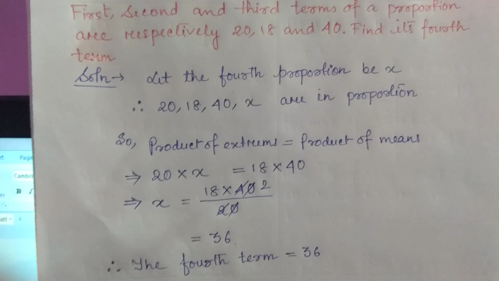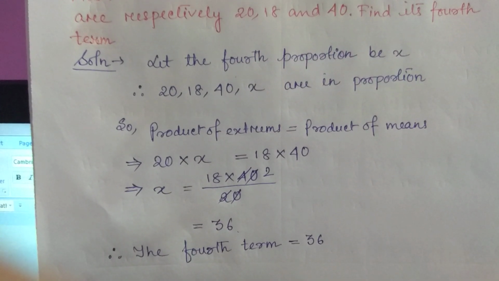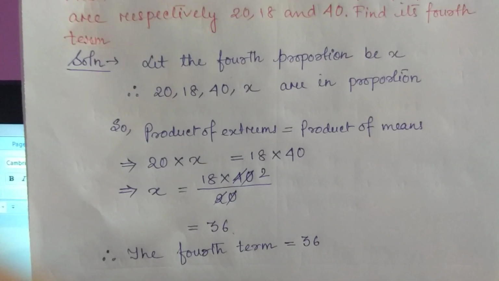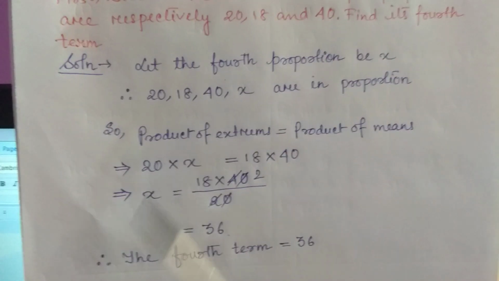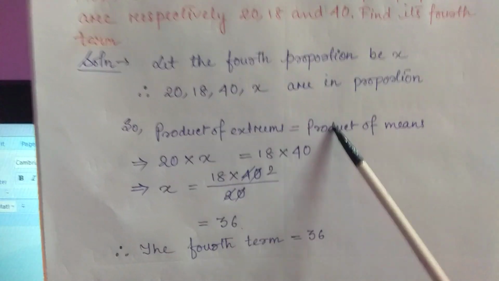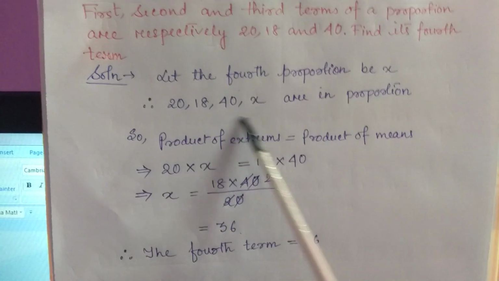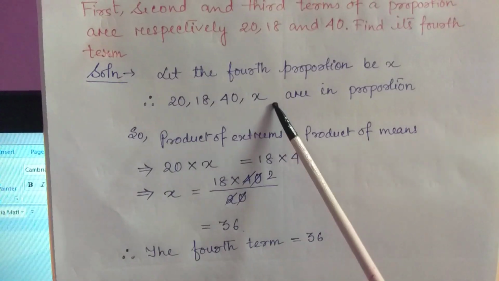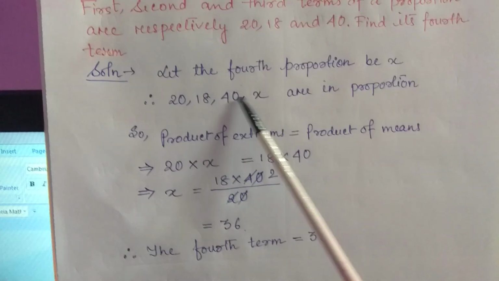Here in this question, the fourth term is missing. In some questions, the second term may be missing. In some other questions, the third term may be missing. In the same pattern, you need to follow. So according to our rule, what was the rule? Product of extremes is equal to product of means. So here the extremes are 20 and x, so 20 into x, and the means are 18 and 40.